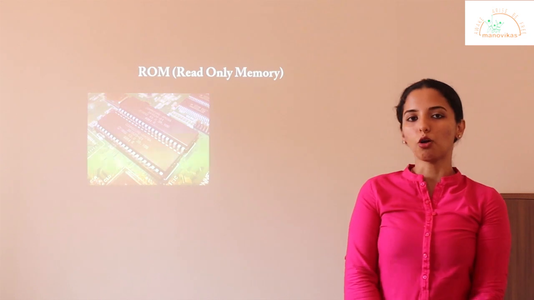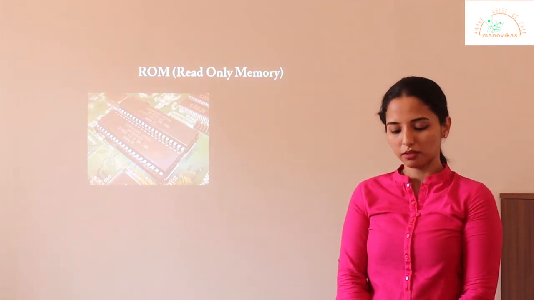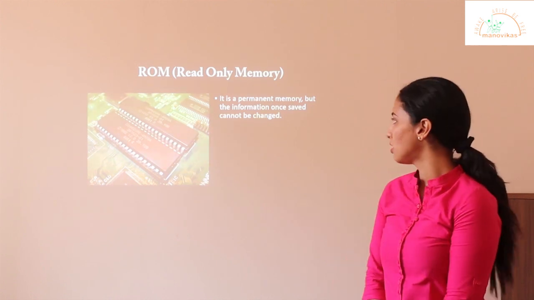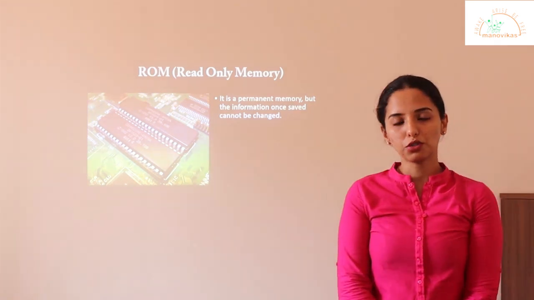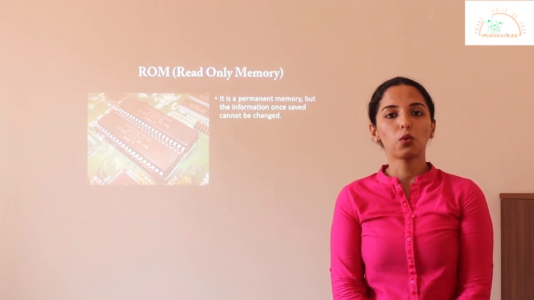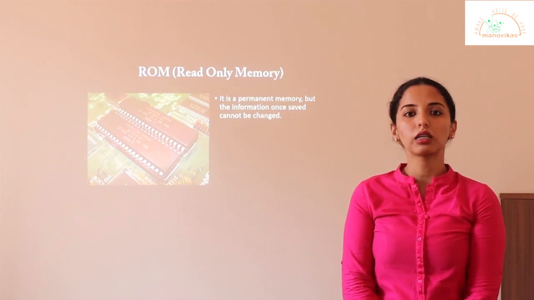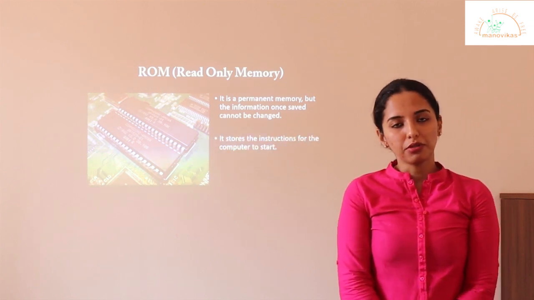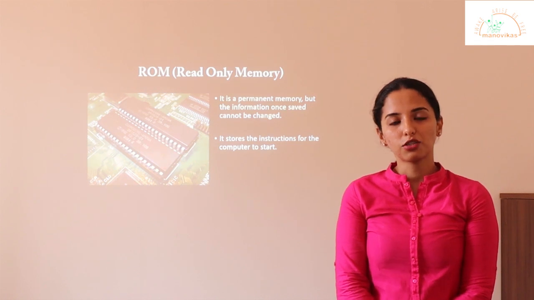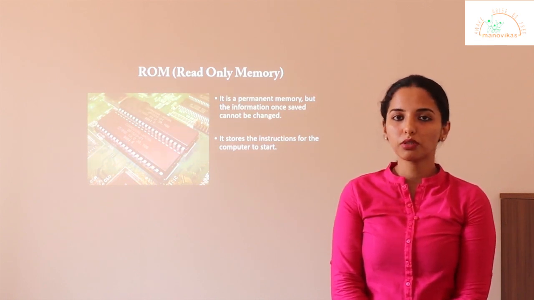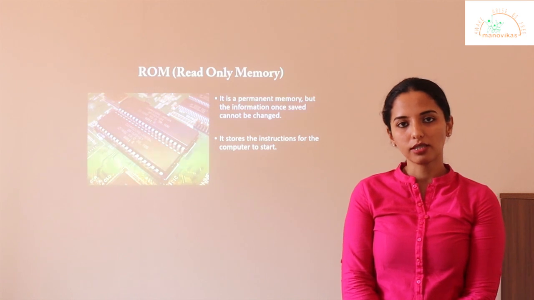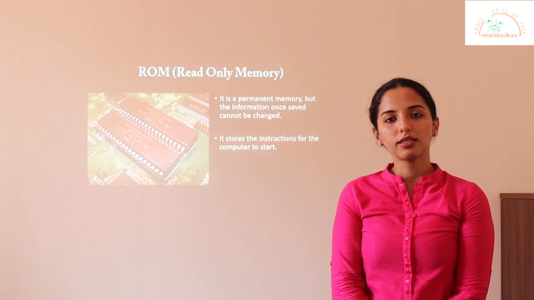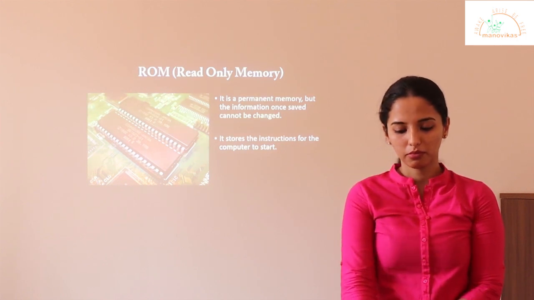Next we have is ROM, read-only memory. Read-only memory is a permanent memory and it stores information, but once this information is stored, it cannot be changed. For example, there is a process to start and shut down a computer. This process cannot be changed. That's because the process is saved on the ROM.